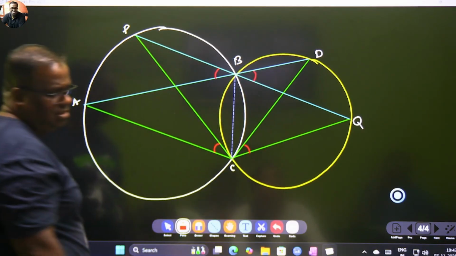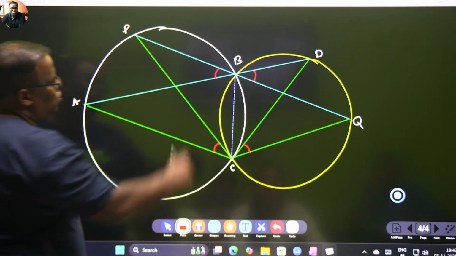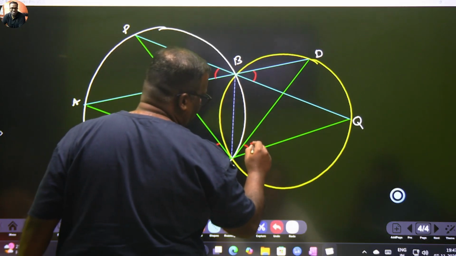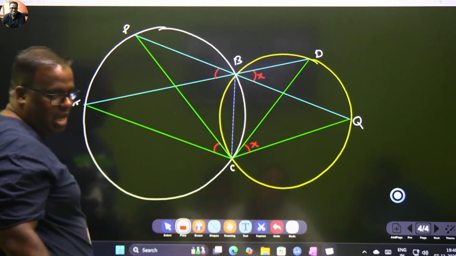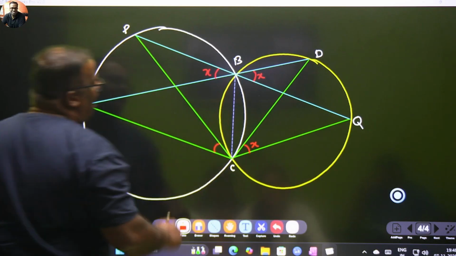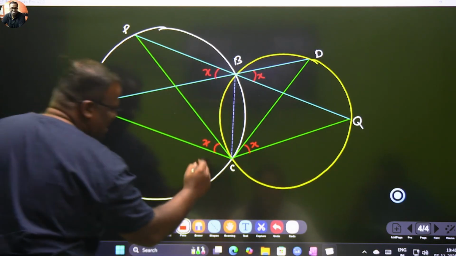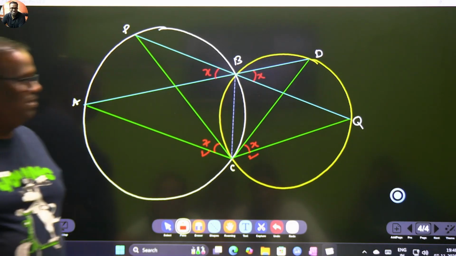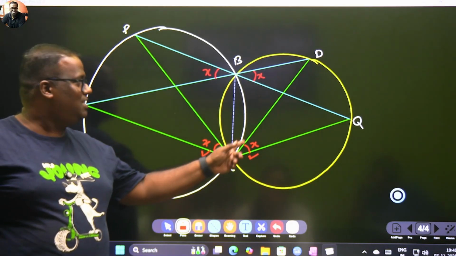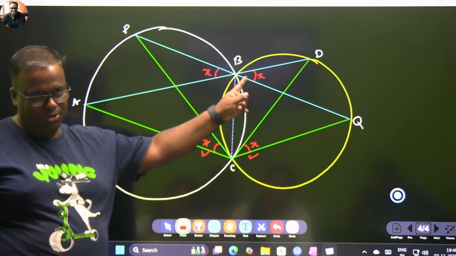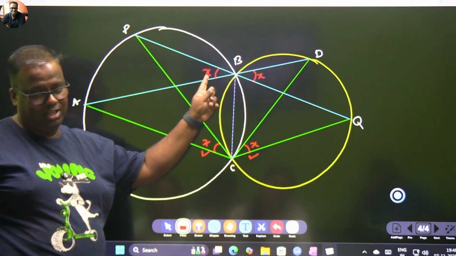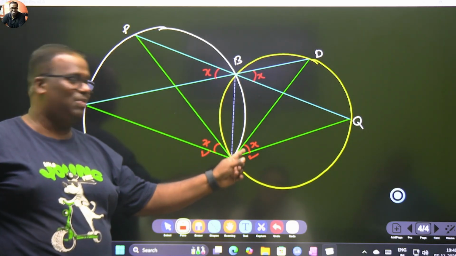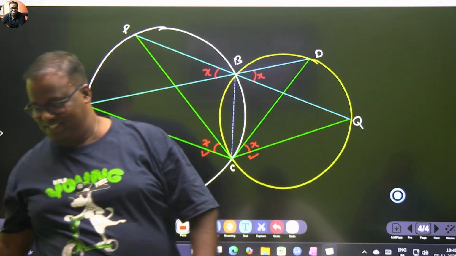Done, right? These two are vertically opposite angles. So easy. This is angle X, and it is vertically opposite to angle X. By the theorem, X is X. So X and X are equal. Wow, problem solved in one minute. Did you understand? X is equal to X by the theorem. X and X are vertically opposite angles. X and X are again vertically opposite. And X is equal to X. Proved. What nonsense questions you are all asking.